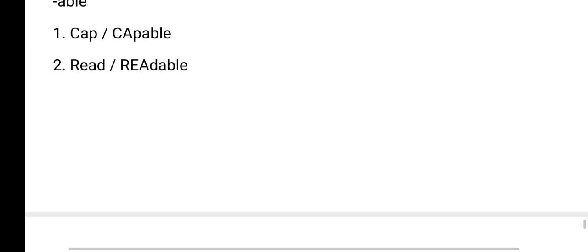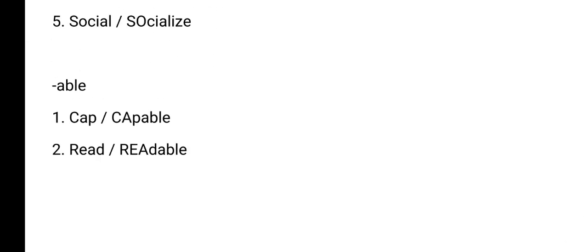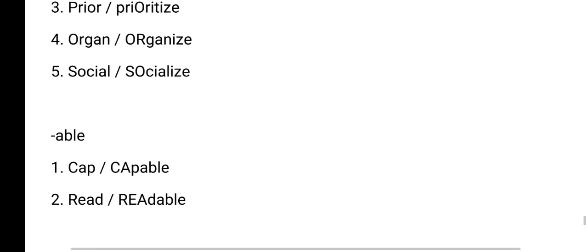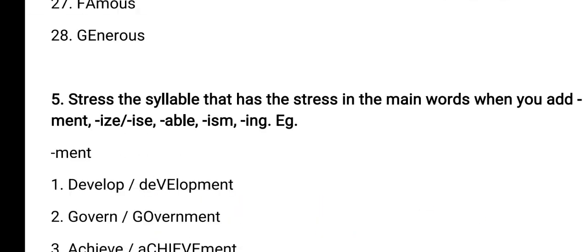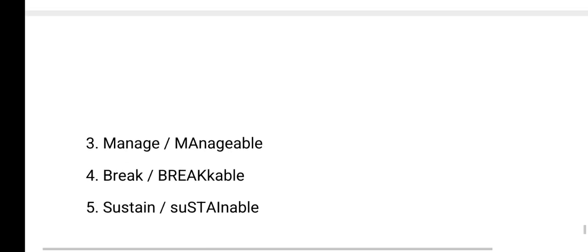What about ing? Any word that you can add ing to, give it to me. Sing. Singing. Entertain. Entertaining. That is just the rule. If you don't understand this rule, just drop it and I will give you more words. Just remove the last part that I highlighted here: ment, ize, able, ism, ing. It will give you the exact stress.